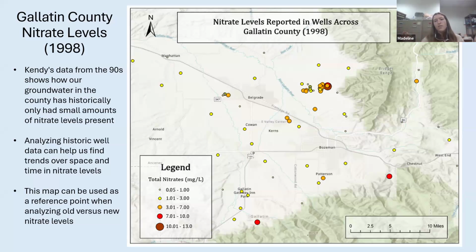And then I just wanted to also point out that Kendi's data from the 90s shows how our groundwater has historically had small amounts of nitrate present in it. So it'll be interesting to see how those trends change over the 30 years. And it's also super important to analyze this historic well data because this data from the 90s is some of the oldest data that we have at the GLWQD to analyze. So it's super important, and it'll be really interesting to see what kind of trends we see once we get that project going.